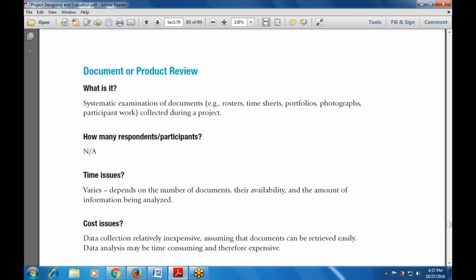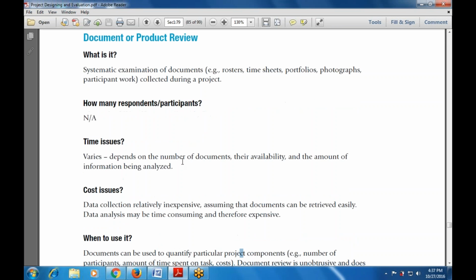So the time issue varies, depending on the number of documents, their availability and the amount of information being analyzed. What is the amount of information being analyzed, why it is required, what is the main issue of using the data analysis? It varies depending on the number of documents, availability and the amount of information being analyzed. The next one is the cost issue. Cost issue in the sense that data collection is relatively inexpensive, assuming that documents can be retrieved very easily.